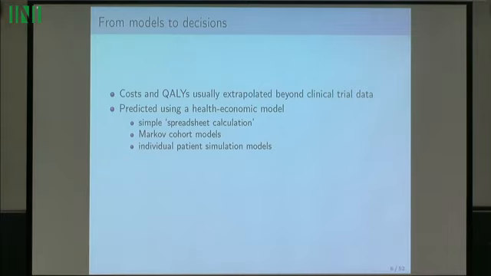Now, some of these models are very simple. It could be nothing more than a spreadsheet calculation in Excel. Then we have these Markov cohort models, which are a little bit more complicated. So you have different states that patients might be in at a particular time, and each state might be associated with a treatment cost and a quality of life, and patients move between the different states, accumulating different costs and qualities as they go on.